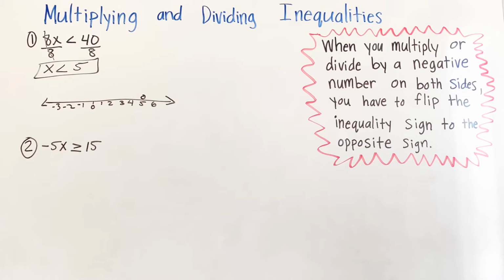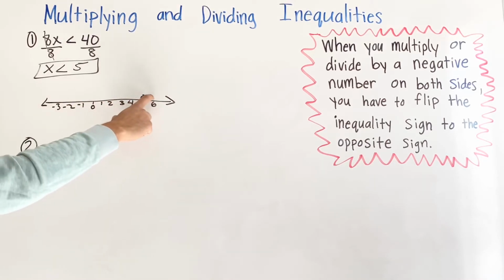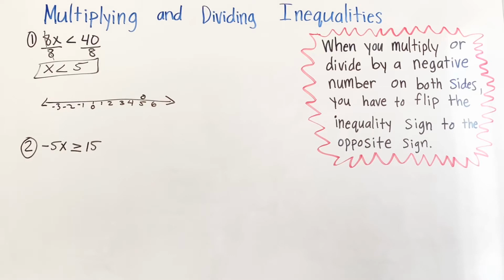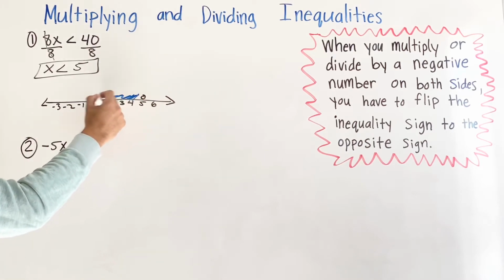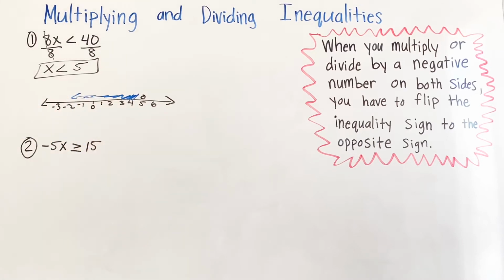Now, the question is, do we shade to the left or do we shade to the right? We're going to shade to the left. So anything right here, you're going to shade. Because if you put 4 here, you're saying 4 is less than 5, 3 is less than 5, and so on.